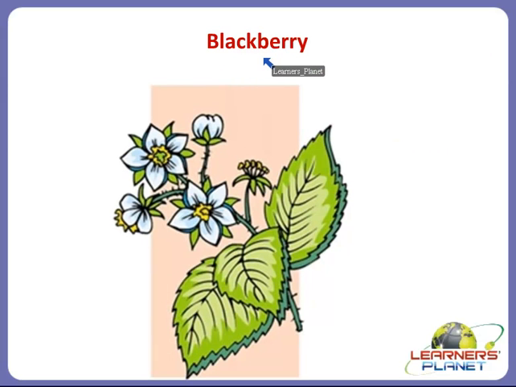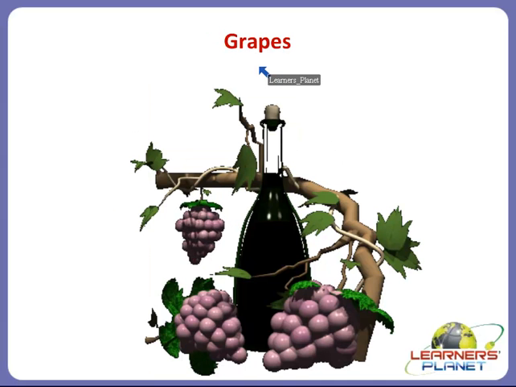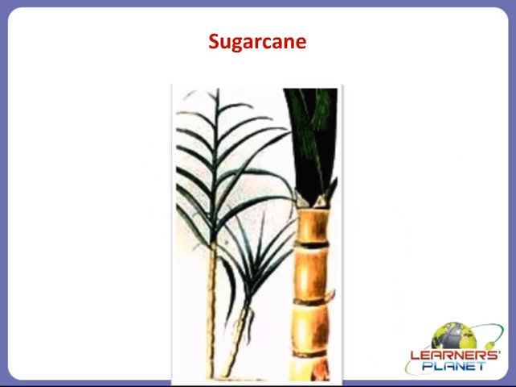Third example is blackberry. Blackberry is also such an example which grows into a new plant with just a stem cutting of the mother plant. Then grapes, right? So these are all such examples that can grow into a new plant with the stem cutting of the mother plant. For example, sugarcane.